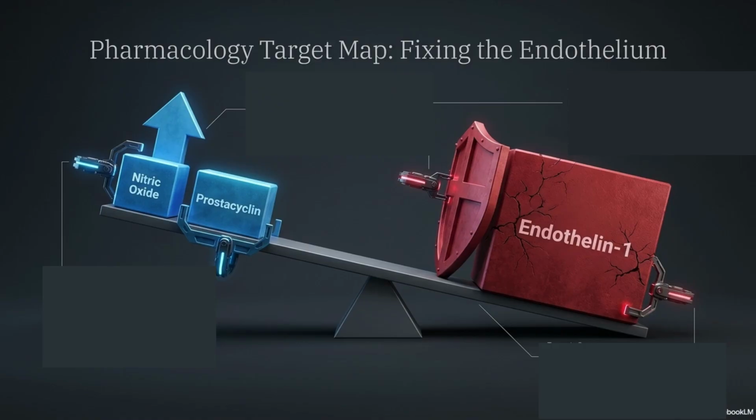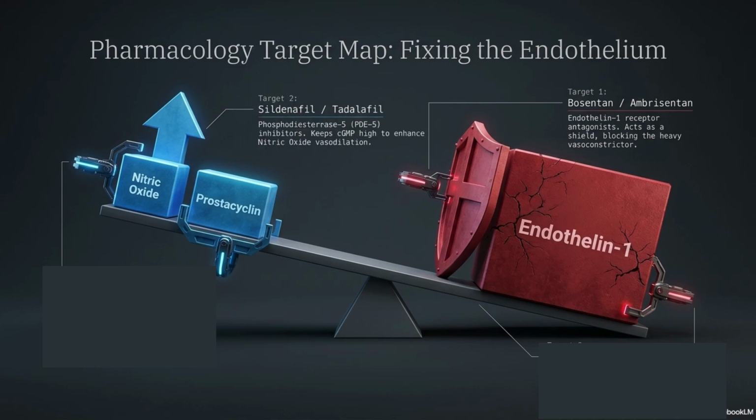How do we treat this? We use the pharmacology target map for fixing the endothelium. Target 1 addresses endothelin 1 using bosentan or ambrisentan. These are endothelin 1 receptor antagonists, acting as a shield and blocking the heavy vasoconstrictor.